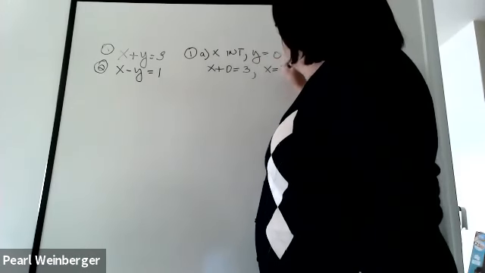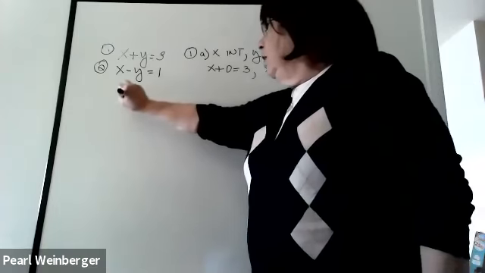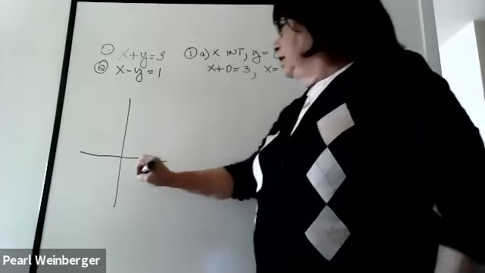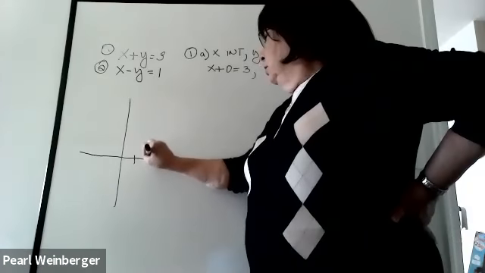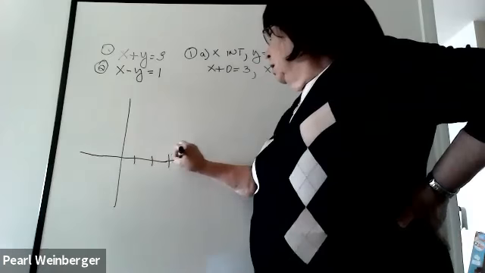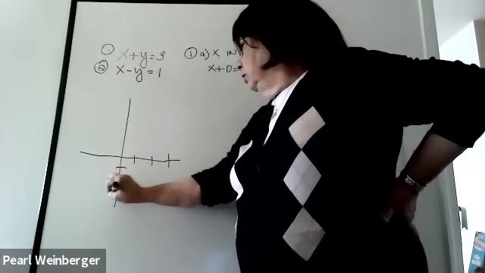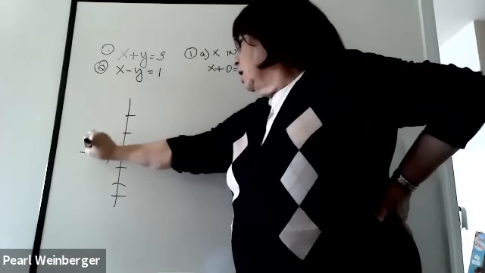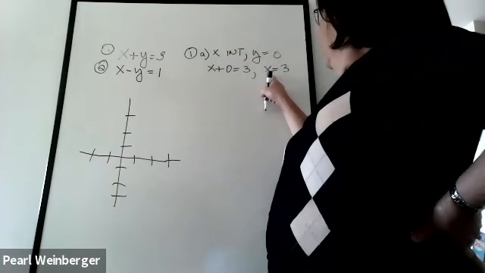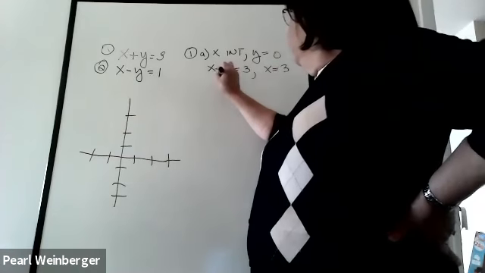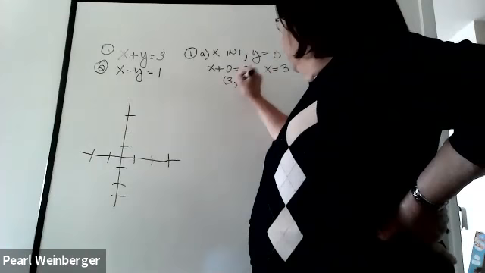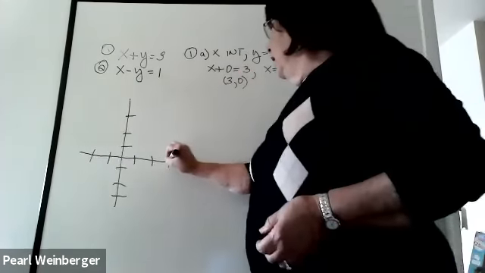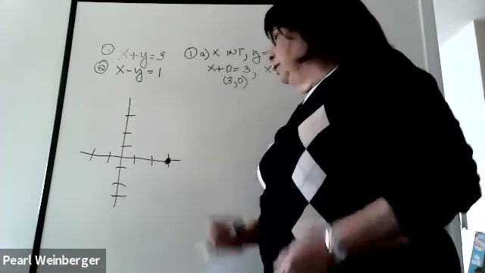That means on my graph, here's my graph paper. Here's 1, 2, 3. The x-intercept is the point 3, 0. Remembering that an x-intercept is right on the x-axis, the y, of course, is going to be 0.